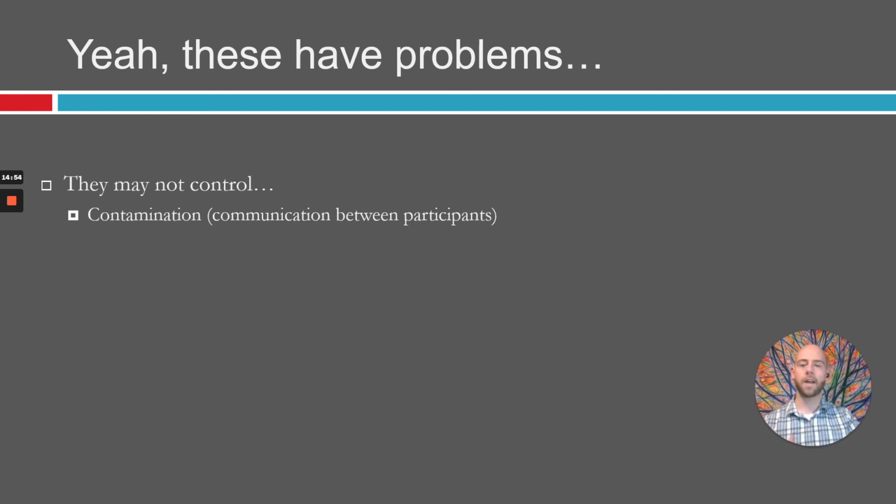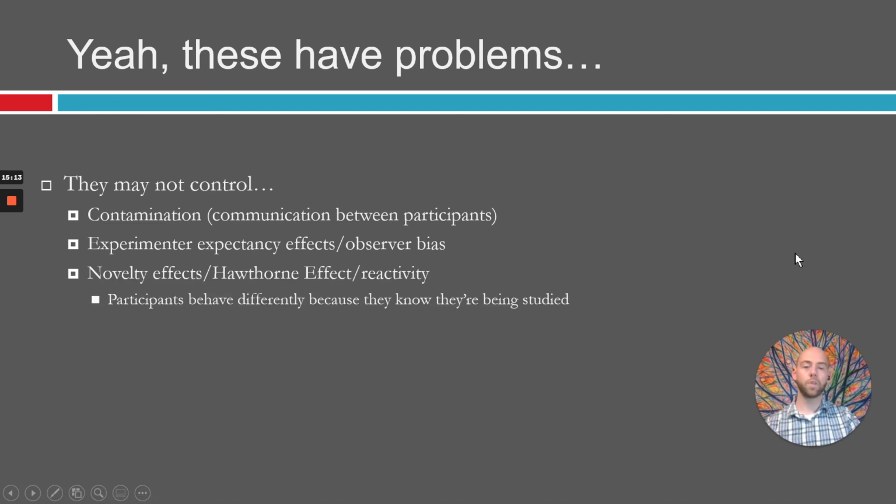But they might not rule out things like participants telling each other about treatments in those multiple subject designs. They definitely don't reduce things like expectancy effects, that experimenters might observe what they want to observe, basically. They don't rule out things on the participant end, like how you might just behave differently because you know you're being observed. We call that a number of things: novelty effects, Hawthorne effects, reactivity. People don't act exactly as they naturally would if they know that they're being evaluated or observed. That's a problem in any type of research, but particularly these single case studies.